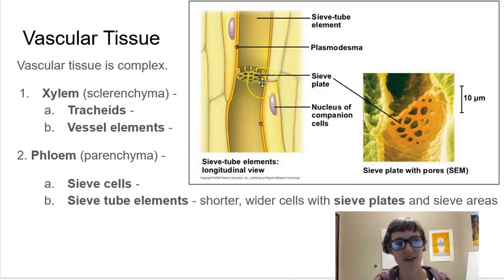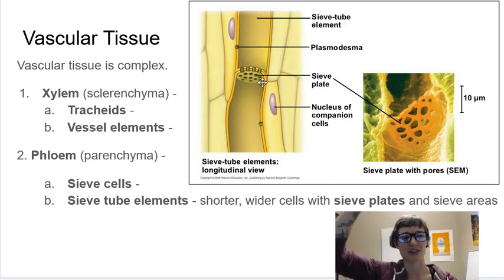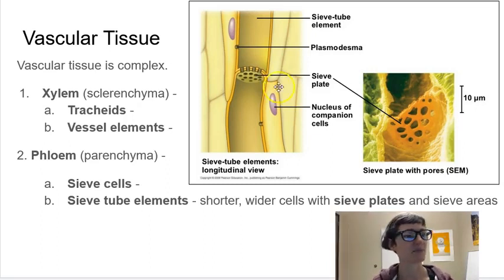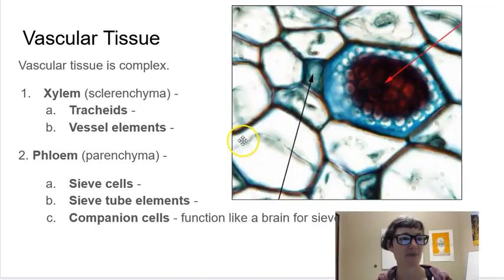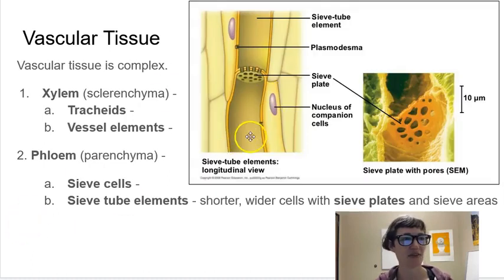And it's rare if you're looking at a cross section that you'll actually get to see one of these plates because they're only spaced every so often at the ends of a cell. So you have this sieve plate, and these cells are empty. They don't have contents in there. They have still cytoplasm, but they don't have a nucleus and organelles, but they're alive. So to function, they have this smaller companion cell next to them that has a nucleus and controls all of the function of both the companion cell and the sieve tube element.